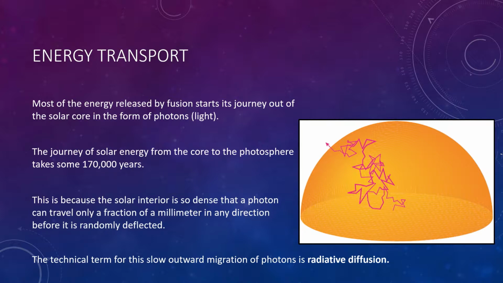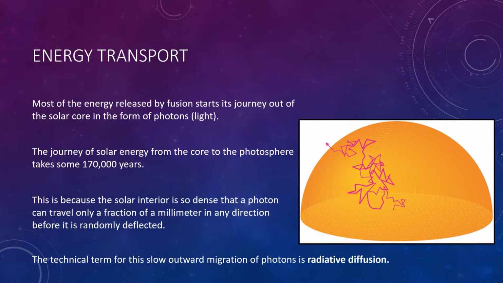The solar thermostat balances the Sun's fusion rate so that the amount of nuclear energy generated in the core equals the amount of energy radiated from the surface. However, the journey of solar energy from the core to the photosphere takes hundreds of thousands of years. Most of the energy released by fusion starts its journey out of the solar core in the form of photons, that is, little packets of light.